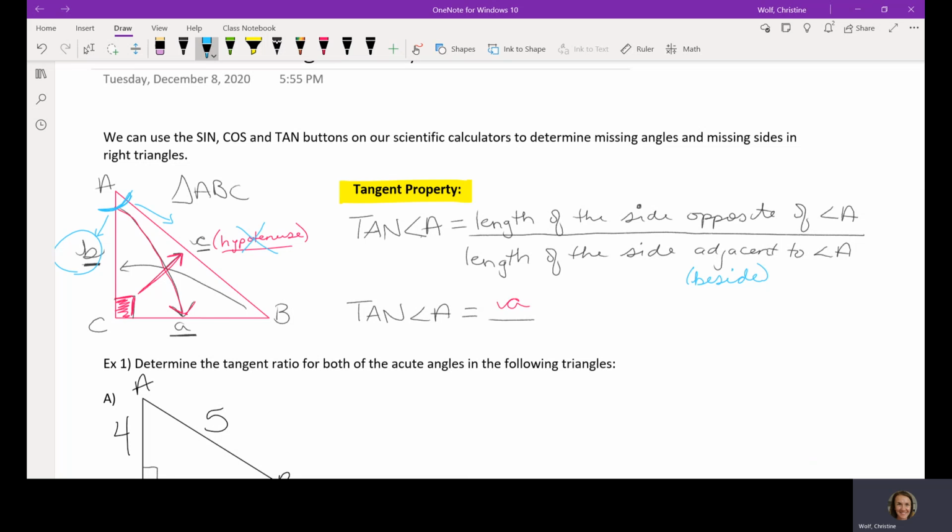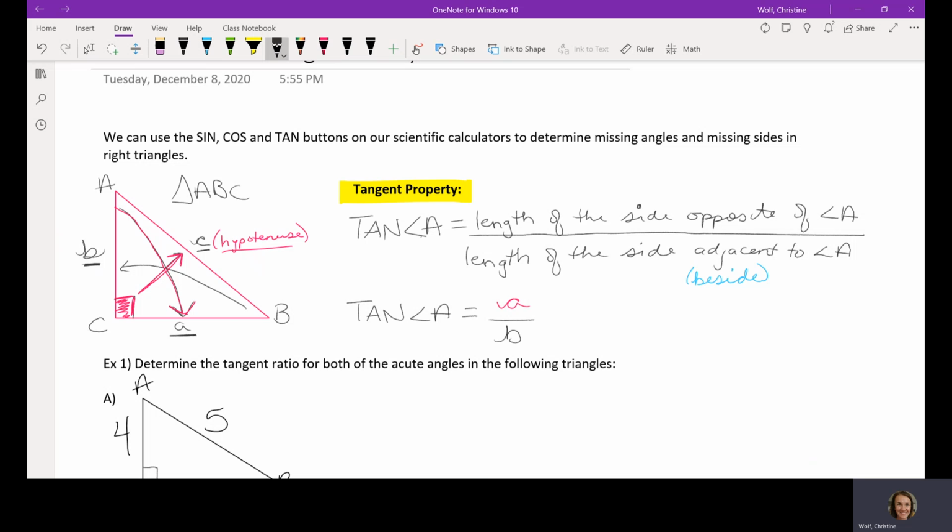You would choose the other side in this case, which is B, and that goes on the other side, or on the bottom of the fraction. And then once you have those two numbers filled in this fraction, we use our scientific calculators, and it will pop out a number for us to find that missing angle. Okay, I'm just going to clean this up a little bit and get rid of some of this chicken scratch. There we go. And then on the bottom here should be B.